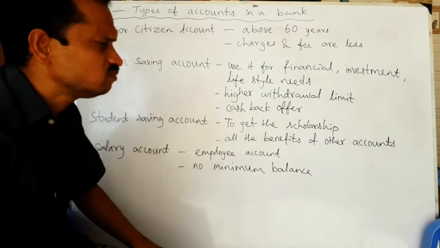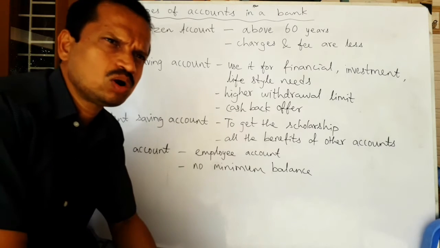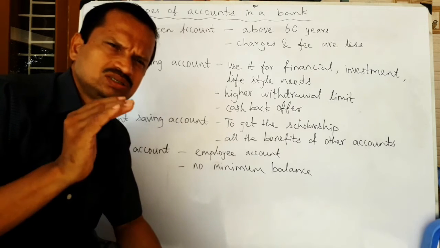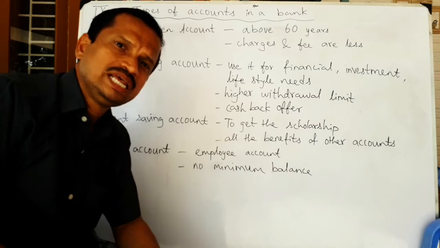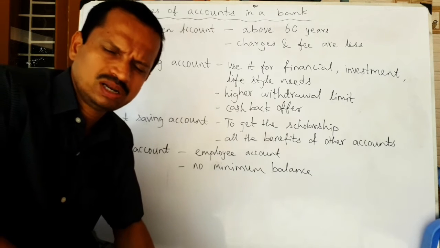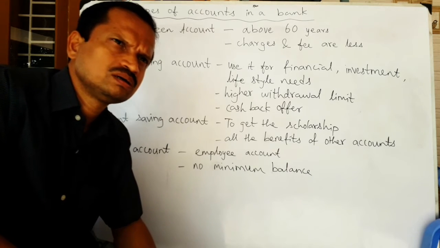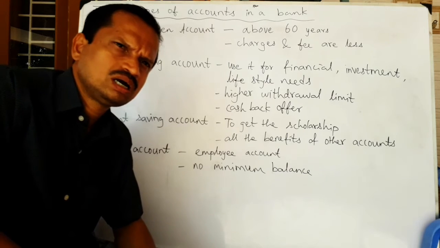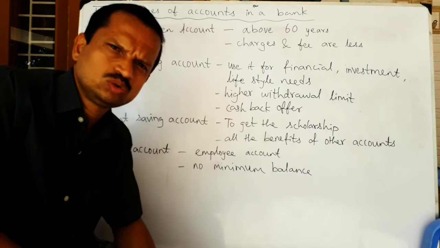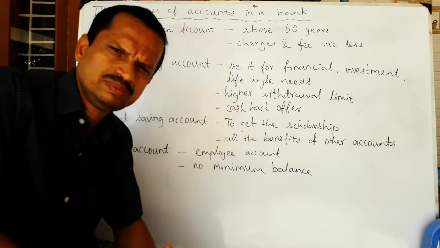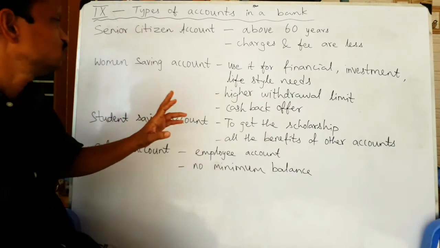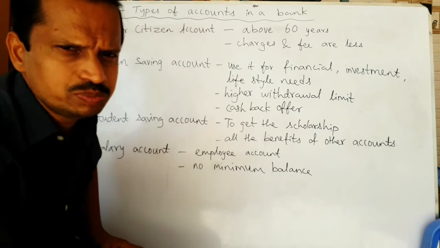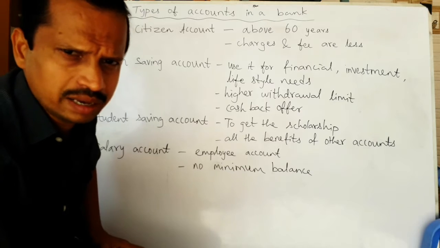And higher withdrawal limit. You see, in an SB account, only 20,000 in a day. So the transaction limit is also there in the normal savings bank account. The limit is there for withdrawal also, at a time 10,000 or 20,000, 25,000. Like that, the limit is there. So for the women saving account, there is a higher withdrawal limit. That means more than the SB account, the withdrawal limit is higher.